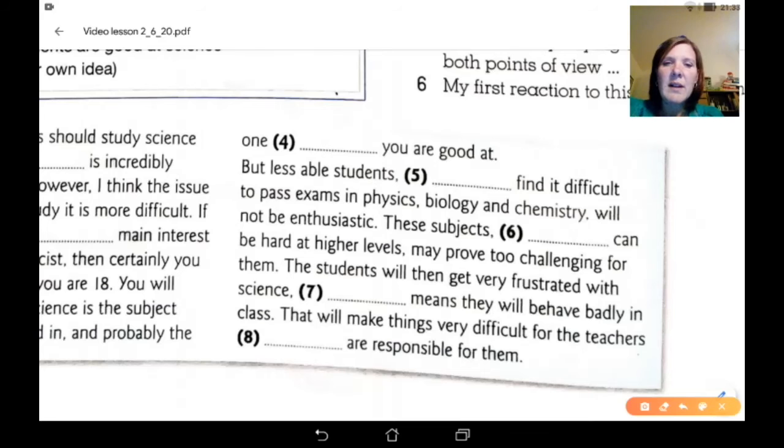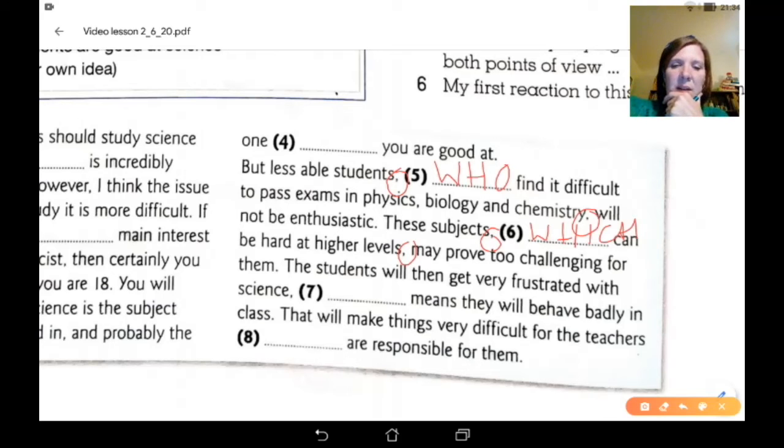Number 5, less able students. So here, obviously, the big clue are the commas before and after. Okay. So here, the only possibility is who. Okay, because we're speaking about a defining relative clause. The same case for number 6, these subjects. Again, we've got the commas, these subjects, which can be hard at higher levels. So again, the same situation as 5.